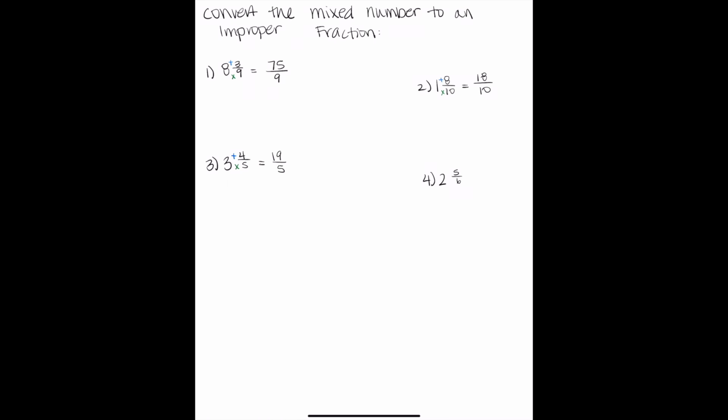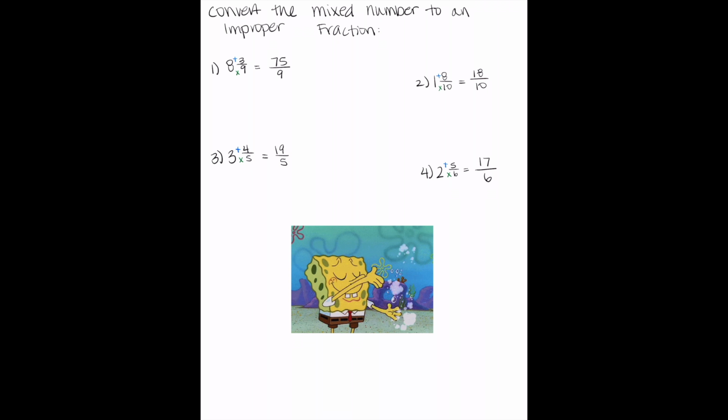And for our last one, we have 2 and 5/6. We multiply our denominator of 6 times 2, we get 12. Plus 5, we get 17. So it would be 17 over 6. And that is it, you guys. We did it. We learned how to convert improper fractions to mixed numbers and mixed numbers to improper fractions.